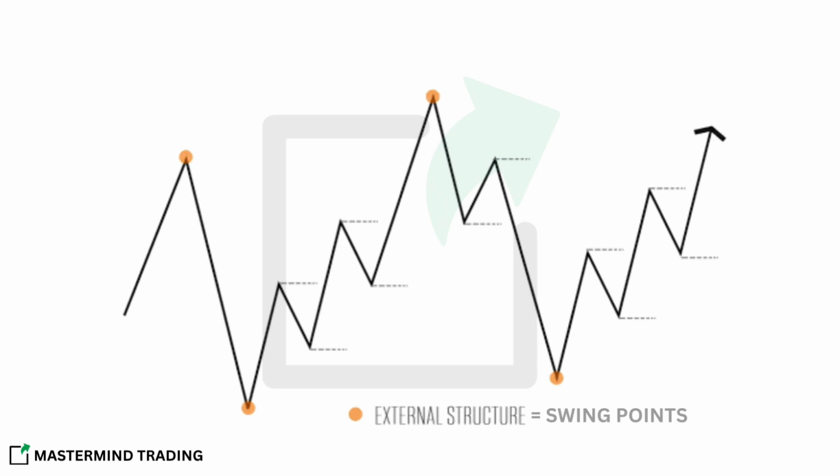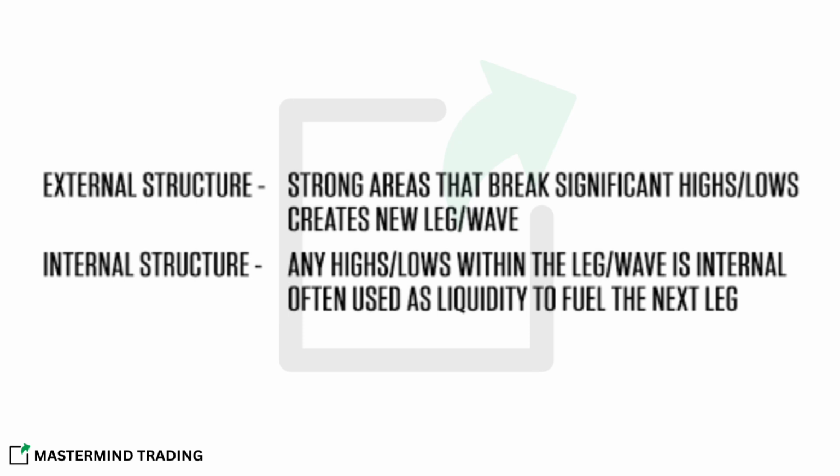Now, in this illustration, the swing points with orange dots are identified as the external structure, and everything in between those points as internal structure. We'll look at both of these concepts briefly. The external structure is basically the swing highs and lows in a trend, while the internal structure is any high and low that forms within the swing highs and lows of the trend.